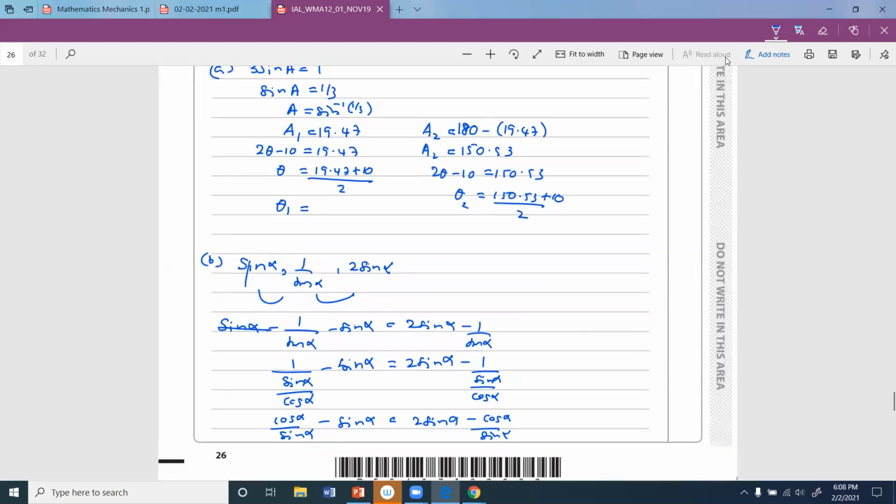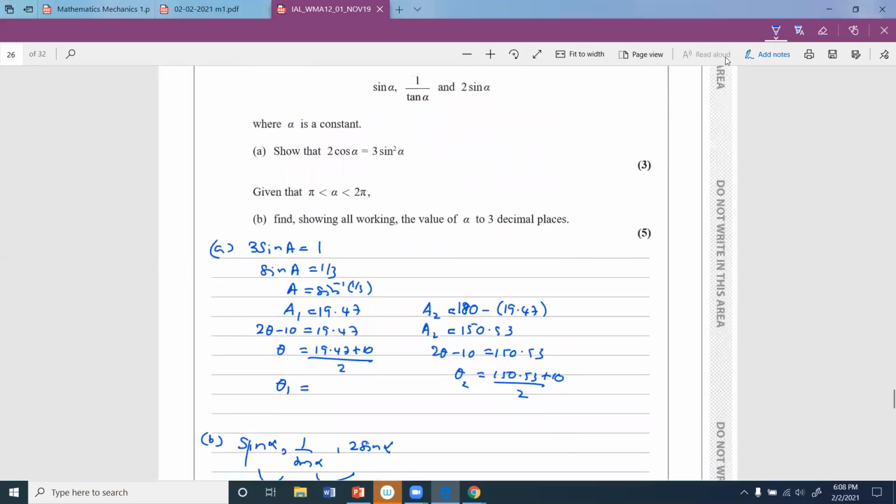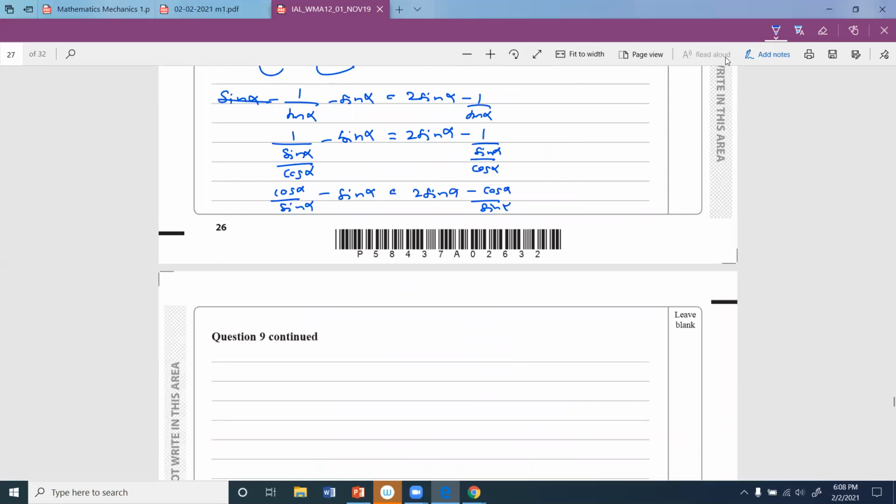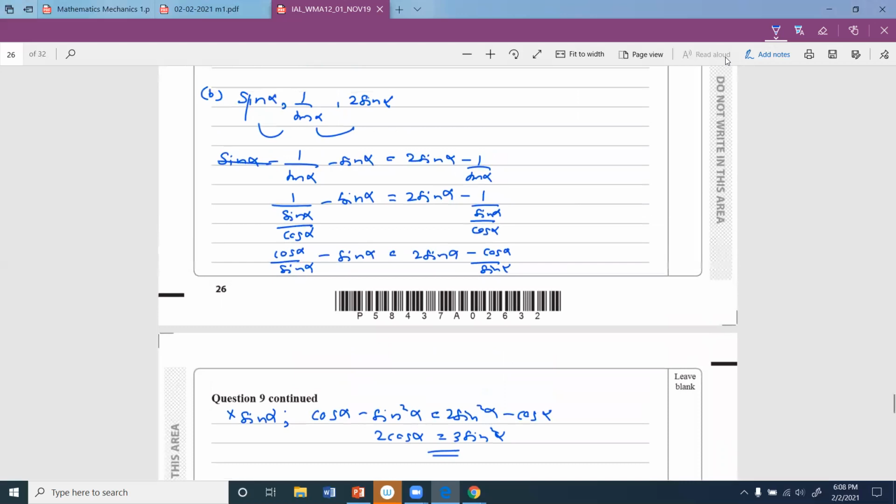Let's see what final answer they expect. Sine squared and cos squared. Yeah, that's it. Then to make this simpler, I'll just multiply all of these terms by sine alpha. Then I can remove the sine alpha in the denominator. So what happened here? This turns into cos alpha minus sine squared alpha equals 2 sine squared alpha minus cos alpha. So if you bring it here, 3 sine squared alpha equals 2 cos alpha. That's the fact they want to show.